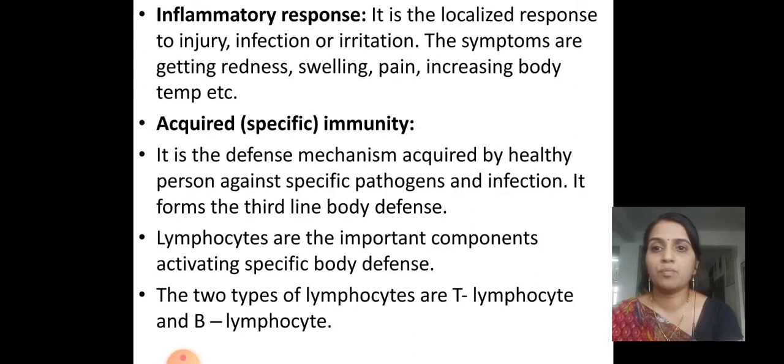Lymphocytes are the important component activating specific body defense. So lymphocytes are responsible for the development of acquired immunity in a healthy body. Two types of lymphocytes are present, T lymphocytes and B lymphocytes.